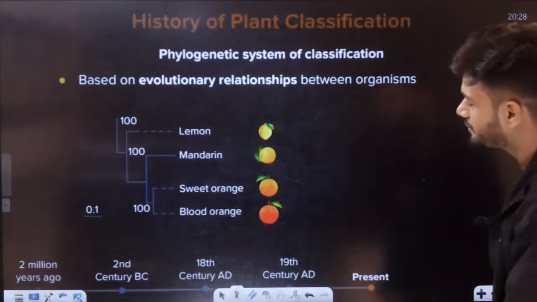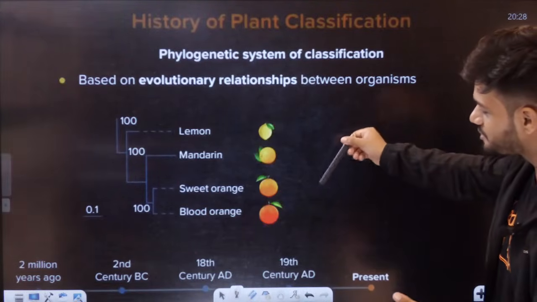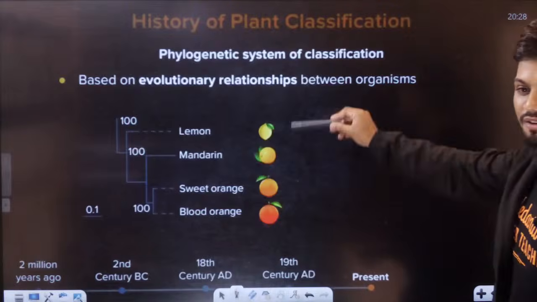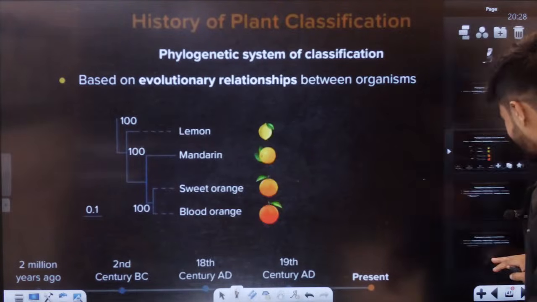Okay. So here we have lemon, we have mandarin, we have sweet orange, we have blood orange. All because of phylogenetic, students. All because of phylogenetic. Okay.